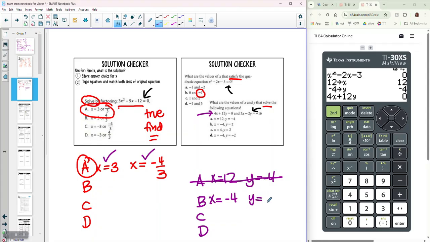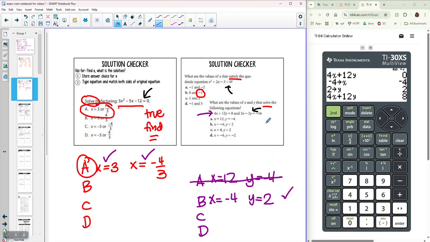So my second pair is -4 store for x and 2 store for y. I go back up to that first equation, 4x plus 12y. I'm hoping that I get what number? 8. Yes, I did. So I'm going to put one check mark because I checked the first equation.